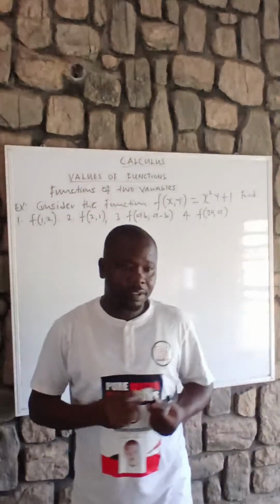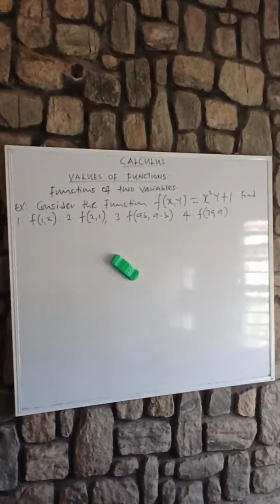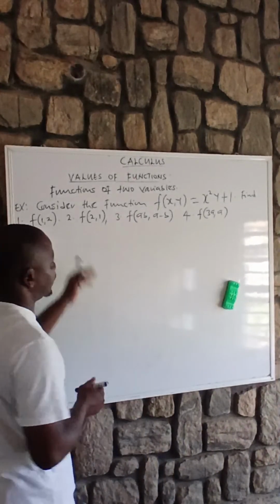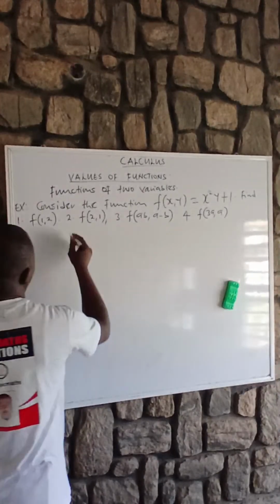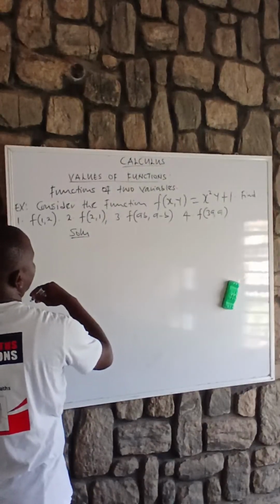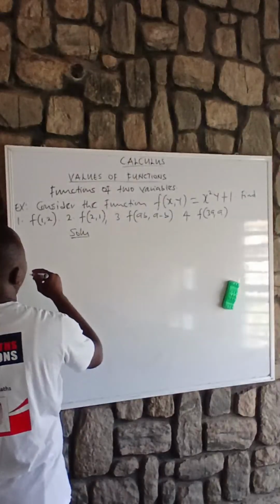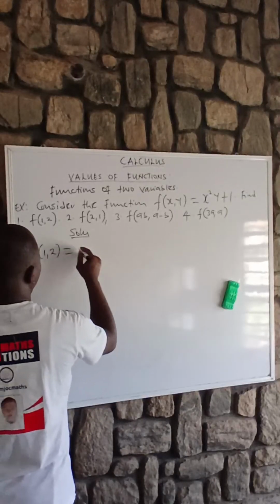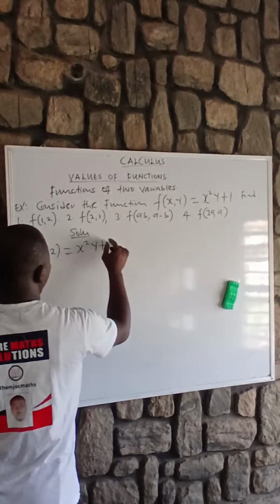So let us look at this together. Okay, so far so good. So we fix the idea with this example. Not difficult. So let us write the solution. It implies that number 1 is f of 1 comma 2, which is equal to x squared y plus 1, right?